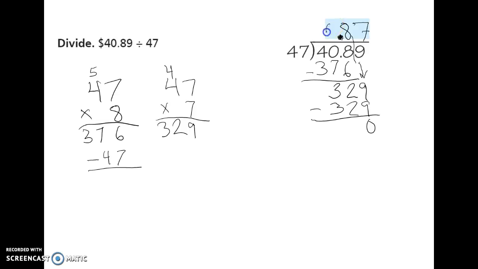Now I'm going to put back that 0 from here to make it clear that my answer is 0.87, 87/100ths, or in this case, a dollar amount, $0.87.